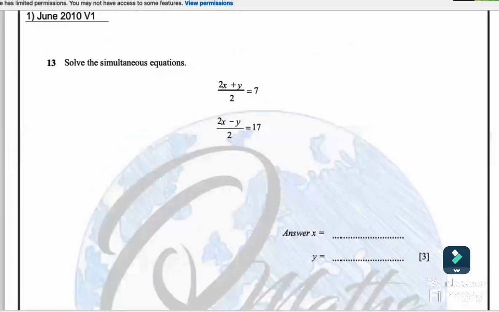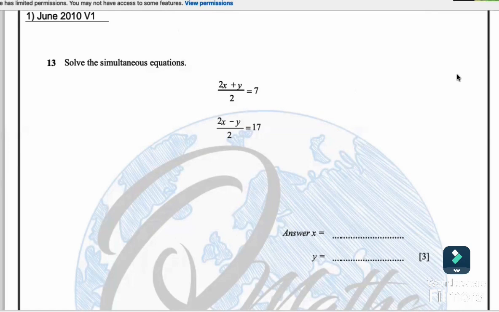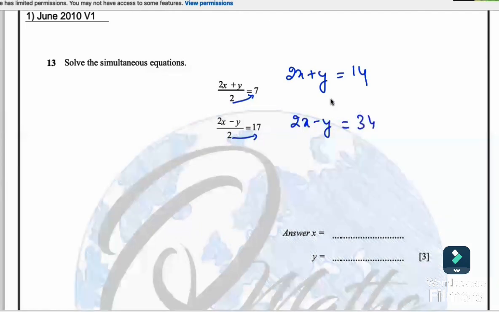2x plus y over 2 is equal to 7 and 2x minus y over 2 is equal to 17. First of all, we'll convert these fraction equations into linear equations, okay? At that time, 2 will multiply with the 7 and the 17. So 2x plus y is equal to 14. And the second equation becomes 2x minus y is equal to 34, okay?